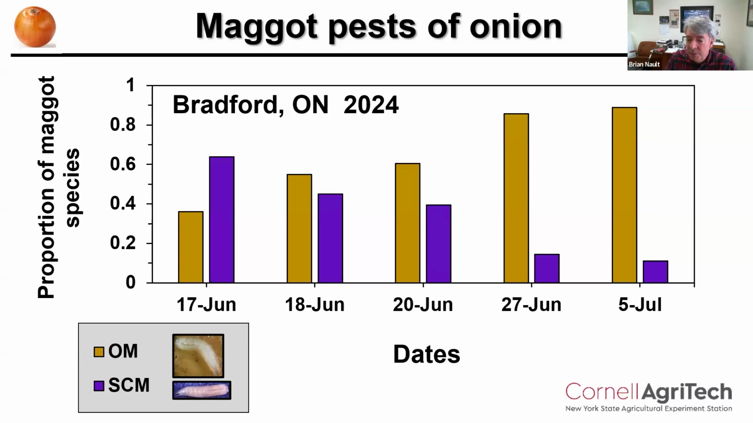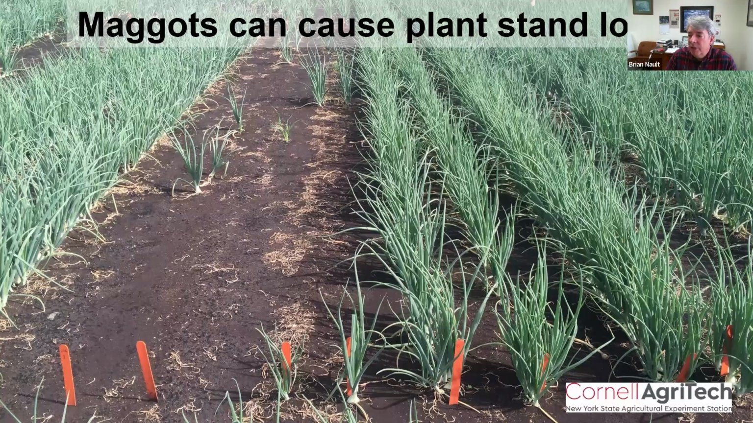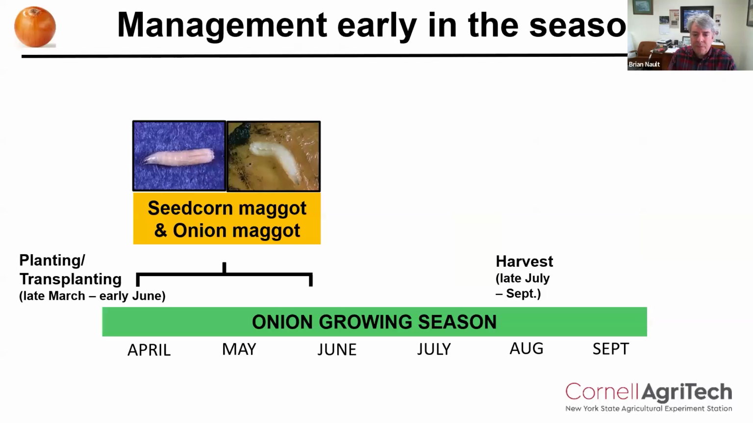But regardless, both pests will kill onions early in the season. And obviously, they'll cause stand loss when this happens. And of course, there's no way to rescue an infested plant. So the best approach for managing maggots, especially targeting these early generations, is to avoid them or prevent them from occurring and infesting the plants.